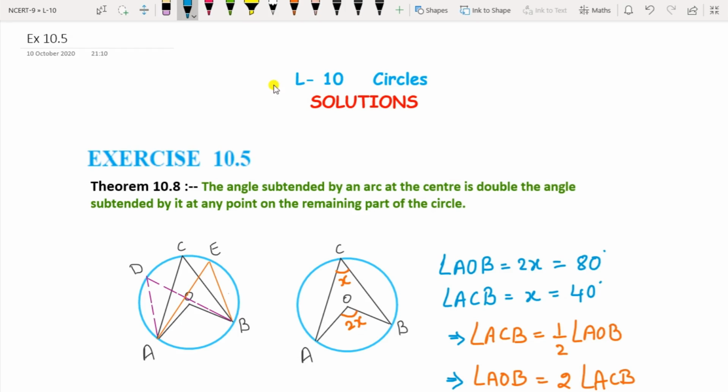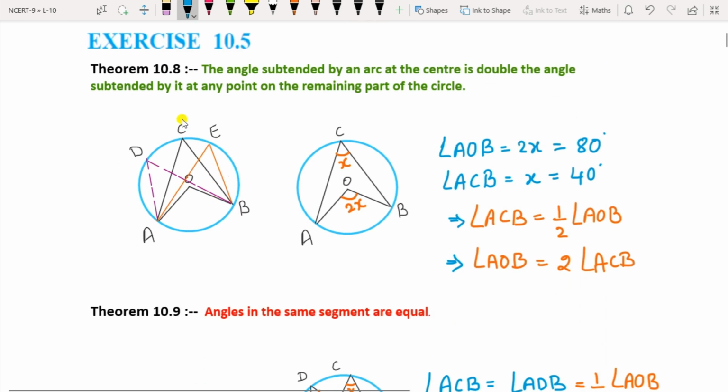In this video we are going to see the solutions and explanation of exercise 10.5 of lesson 10, Circles. In the link above I have shared the video of exercises 10.3 and 10.4. You need to go through that video. In our earlier videos we have learned the theorems up to 10.7. So now we are going to study the further theorems.